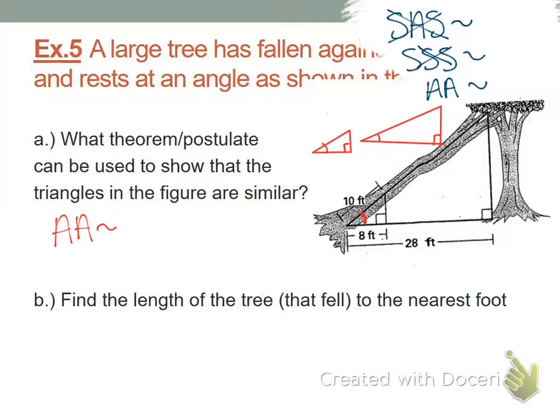All right, the last part. Find the length of the tree that fell to the nearest foot. So that means we're looking for the length of this tree that's tipped on its side a little bit, the slanted one. We could find the height of the other tree that's still standing, but the one that fell, we're looking for that side. Which means we have to set up a proportion. Give me two sides that we know that we could compare.